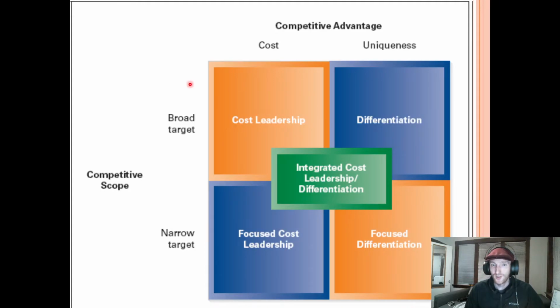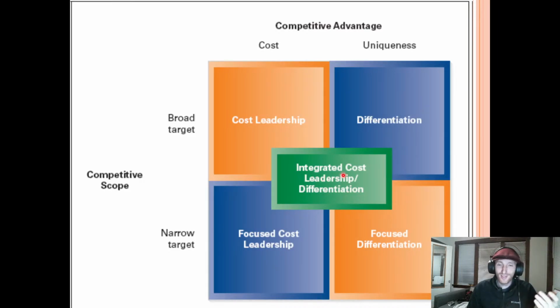So interesting kind of strategic question here. Now, in the center, and this is kind of hard to do, right, we call it an integrated cost leadership differentiation, or a best cost strategy, where given our level of differentiation, we're trying to be at a low price point. Okay, essentially trying to give you the best of both worlds, versus integrated cost leadership and differentiation.